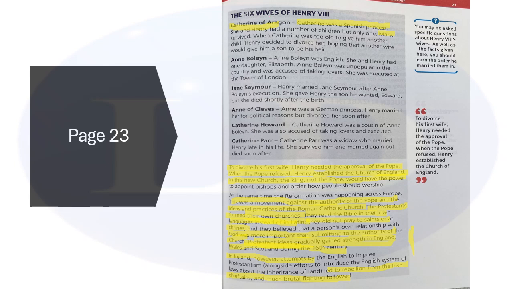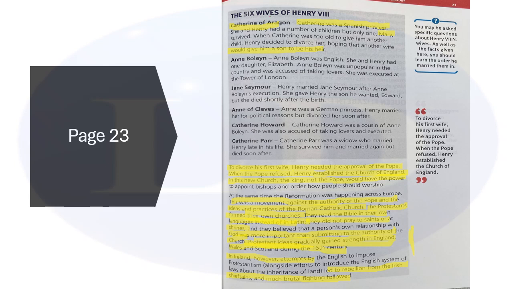When Catherine was too old to give another child, Henry decided to divorce her, hoping that another wife would give him a son to be his heir. So he wanted another wife so that he could have a son who could be the king, because in those days women were not made queens. To divorce Catherine he needed approval from the Pope, and the Pope refused.